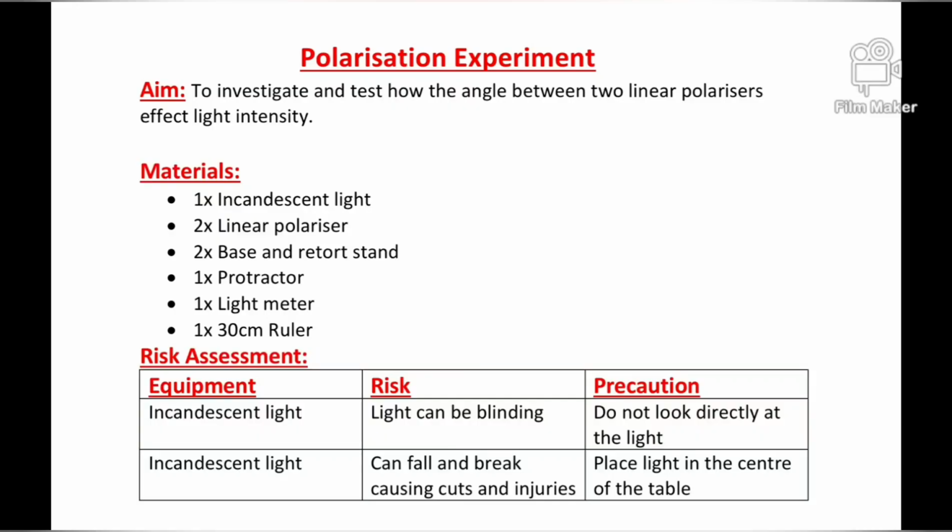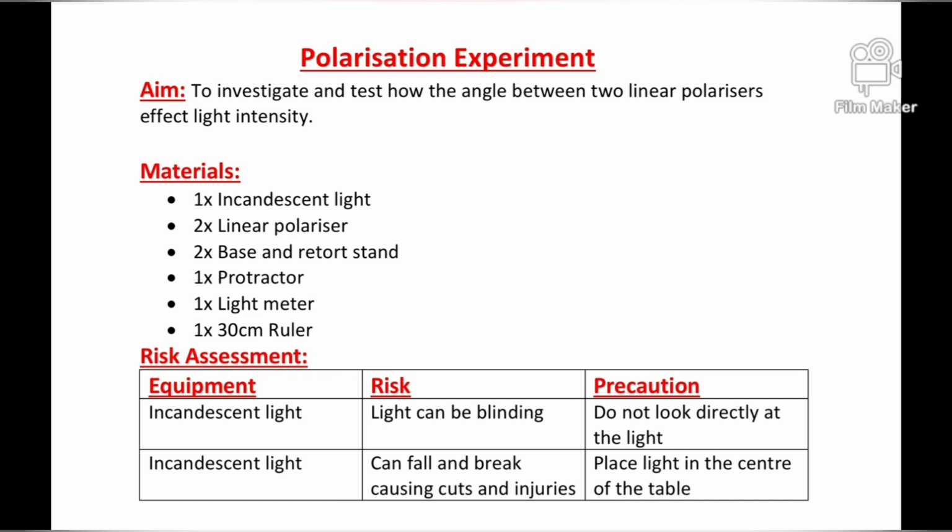I have conducted an experiment to see how the resultant intensity of the light is related to the degree between two polarizing filters. Polarization experiment. Aim: to investigate and test how the angle between two linear polarizers affects light intensity. Now, the materials required for this experiment are one incandescent light source, two linear polarizers, two base and retort stands, one protractor, one light meter, and one 30-centimeter ruler.